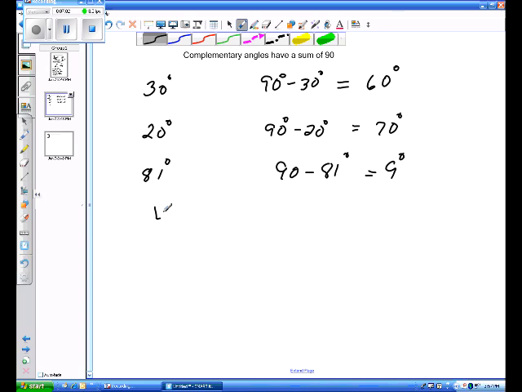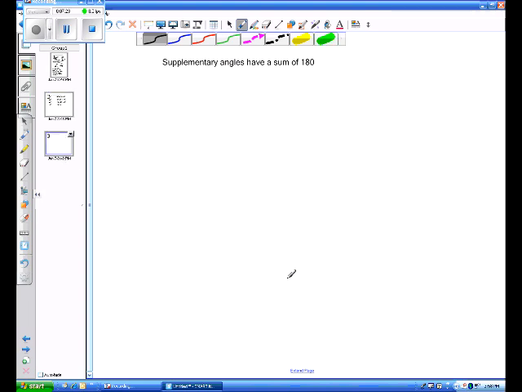So if we had x degrees, then the complement would simply be 90 minus x. And so that gives us then a formula for finding the complement of any angle. We also have what are called supplementary angles. Supplementary angles are angles that have a sum of 180 degrees.